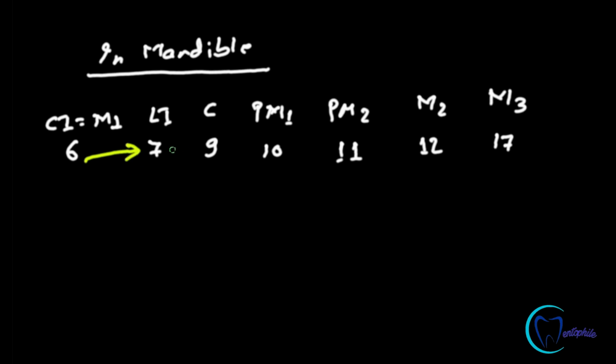There is a gap of 2 years. Then canine erupts at the age of 9 years, 10, 11, 12, and finally the third molar at the age of 17 years. So it is easier in case of the mandible to know this eruption sequence, that is because canine erupts earlier than that of the premolars. So this was about the eruption sequence in each jaw and a way to memorize it.